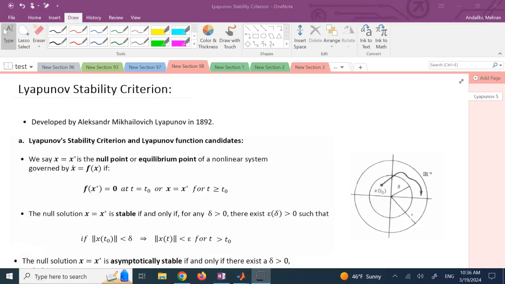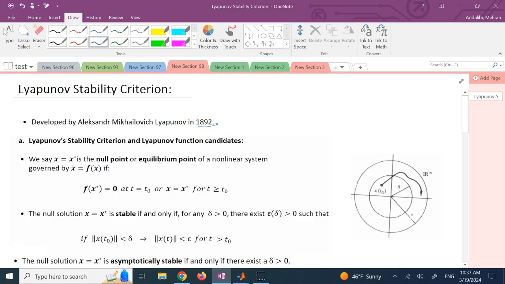Hello everyone. In this video we are going to talk about the Lyapunov Stability Criterion, or some people call it the second method of Lyapunov, or stability in the sense of Lyapunov. This is one of the most important tools we have in analyzing nonlinear systems, the dynamics of nonlinear systems and their stability, which was developed by Alexander Mikhailovich Lyapunov in 1892.